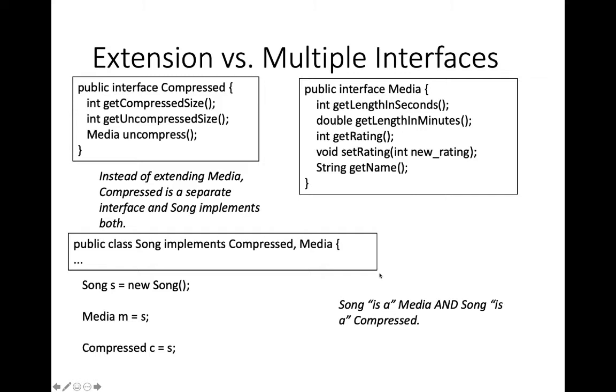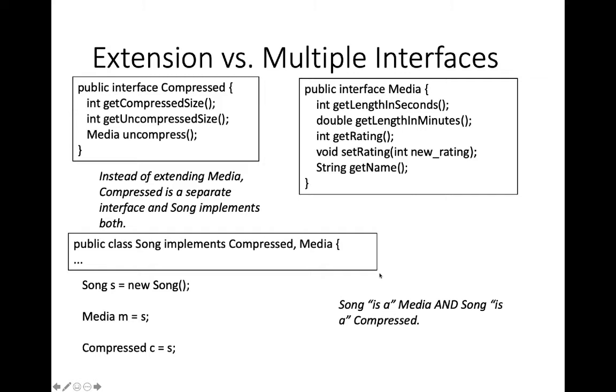And maybe some things are compressed but not media, and maybe some things are media and not compressed, and maybe some things are both. They're both compressed and media, right? If that's the situation, then it's better just to define these things as separate interfaces. Neither is an extension of the other, and then when I have a class that properly implements both interfaces, I simply list both interfaces in the list of interfaces that class implements.